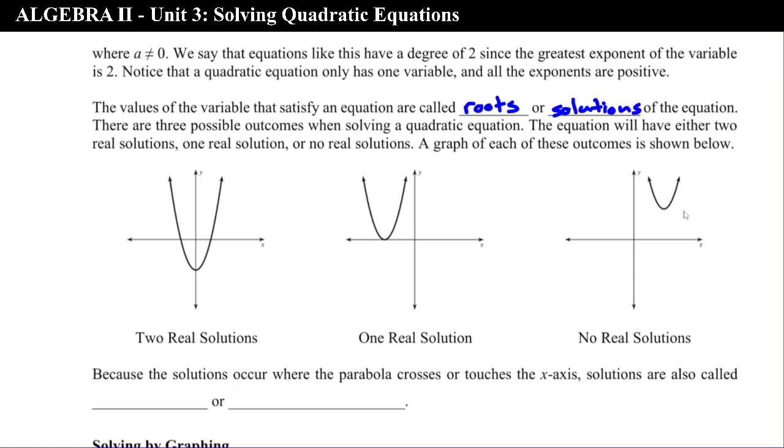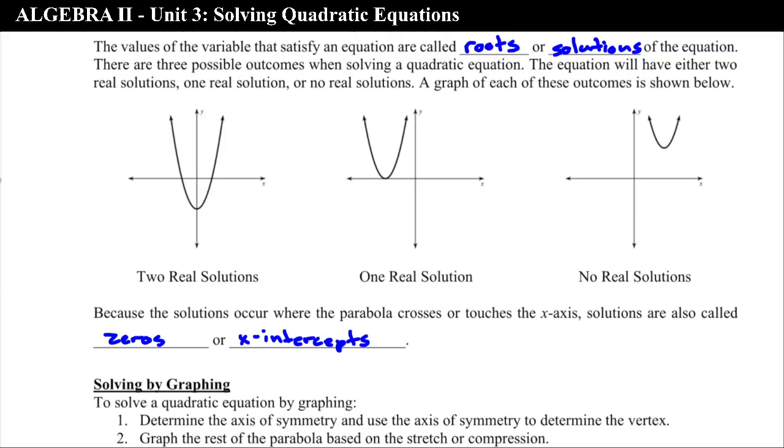Because the solutions occur where the parabola crosses or touches the x-axis, solutions are also called zeros, because your y value on the x-axis is 0, and they are simply your x-intercepts. You remember back to the last unit where we identified x-intercepts on a graph of a quadratic, and we used the x-intercepts in intercept form. Here it turns out that those intercepts happen to be our solutions.